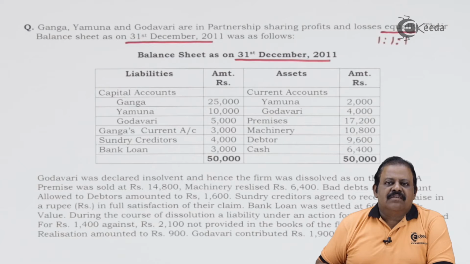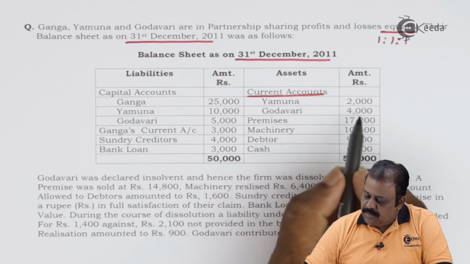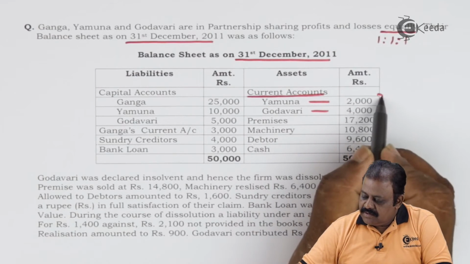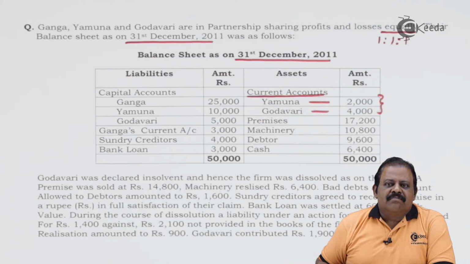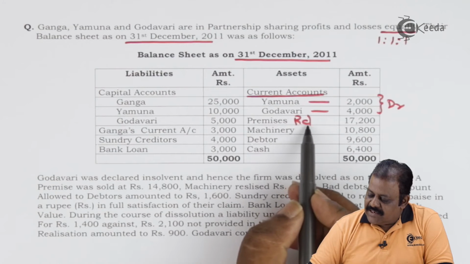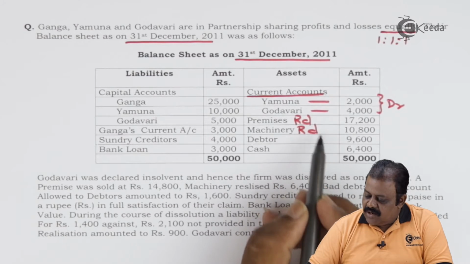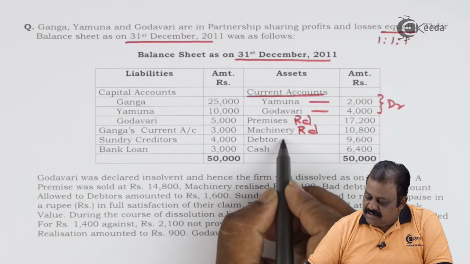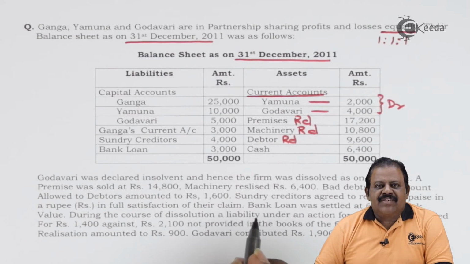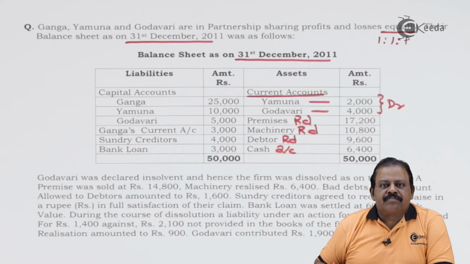Let us start with the asset side. Current account of Yamuna and Godavari is given on the asset side, that means it has a debit balance. This will be directly transferred to their capital accounts on the debit side. Premises will be transferred to realization account debit. Machinery, realization account debit. Debtors, realization account debit. Cash will be transferred to the cash account debit side as balance brought down.